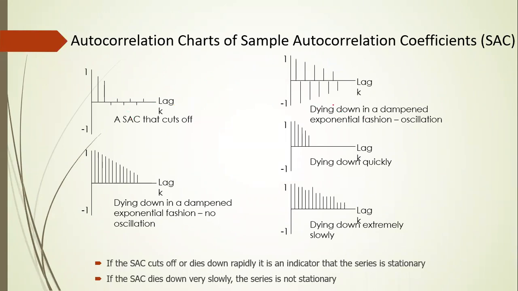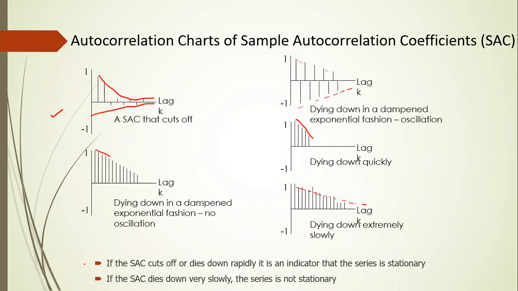So if you see this one, the tapering off happened very quickly, right? This is how the tapering off happened. So this looks like a stationary series output. This one, the tapering off happens, but in a very dampened fashion. This one is a quick one. This is extremely slow, very, very slow. You have to go all the way down. But this slope is quite steep. And this one is in an exponential fashion. It's reducing, but there is no oscillation.